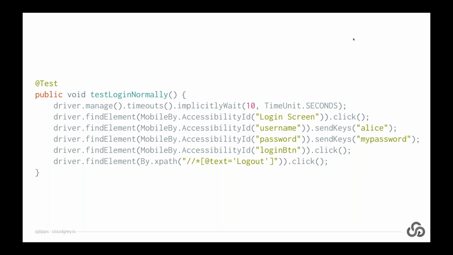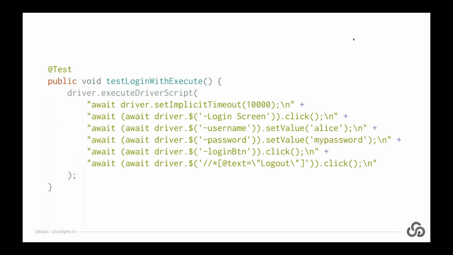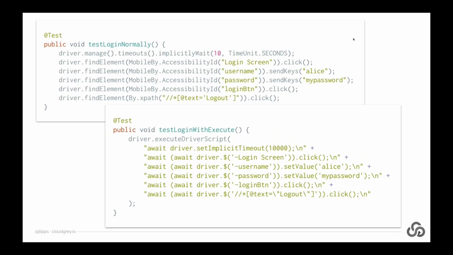So if we wanted to group all these together, we could use execute driver script like so, basically calling driver.executeDriverScript and putting all of this, what looks like code, into basically one long string. Okay, so what's going on here? Let's have a look at this with a reference to the previous code that we just saw, the normal method. So what we have is basically how each of the lines in the normal method is now represented by a different line within our string here.